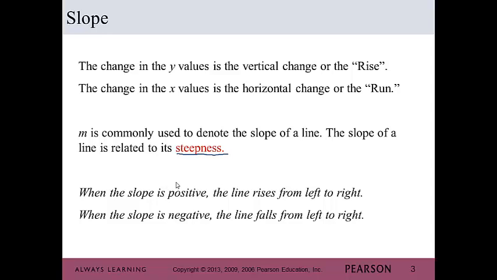When the slope is positive, the line rises from left to right. And when the slope is negative, it falls from left to right. So it rises from left to right, it looks like this, and falls from left to right, it will look like that. So we know slope to be, using words only, rise over run.